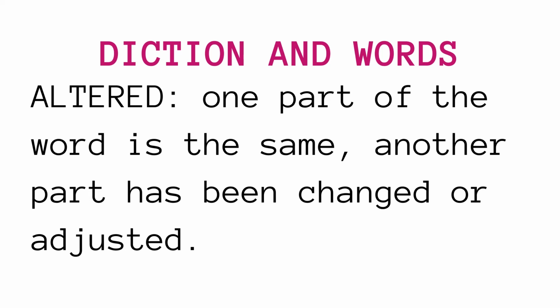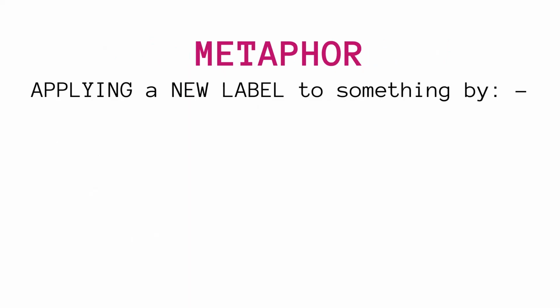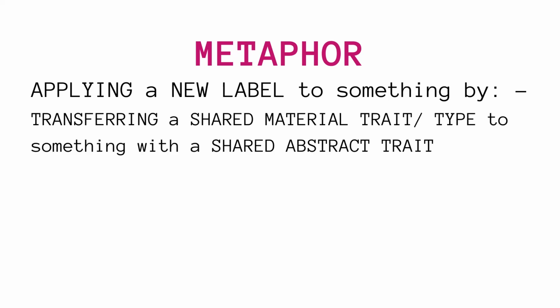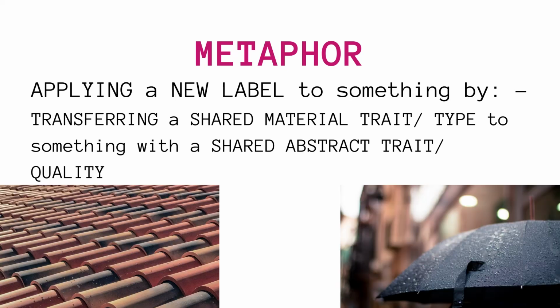So metaphor is applying a new label to a thing or situation by transferring from a thing with a shared material trait or a type to something with a shared abstract trait or a quality. For example, a roof and an umbrella are both waterproof covers. They also have the same quality of being things that are above you. So you could say that the roof is the house's umbrella.